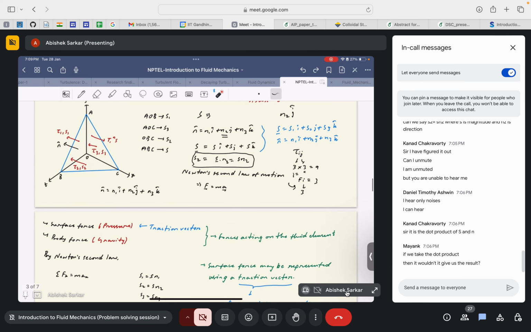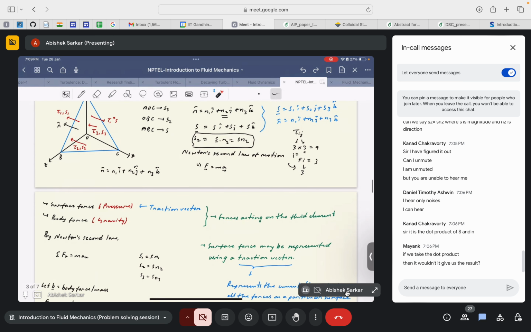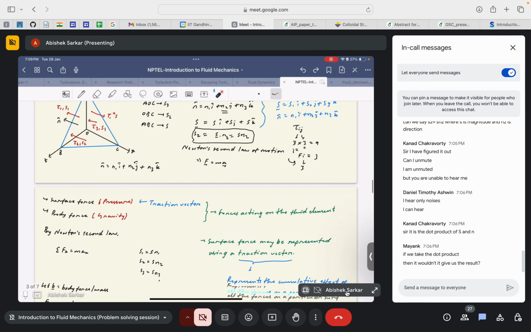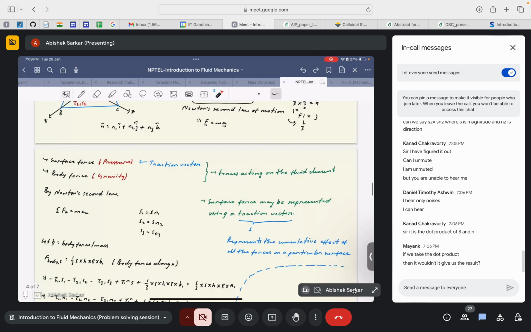Okay, then I think we can proceed further. If Kanad rejoins, then he can clarify it further. But don't worry, I will try to put this clarification in the next class as well, or otherwise in the discussion forum. Sorry for the confusion to other students as well. Let us try to continue.